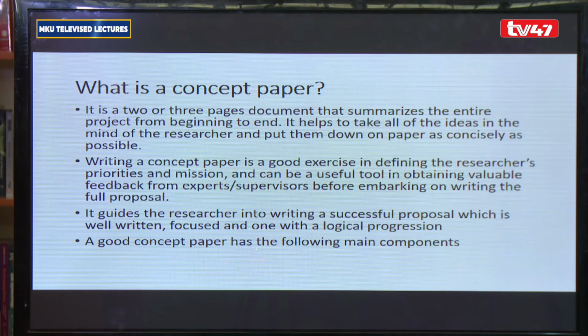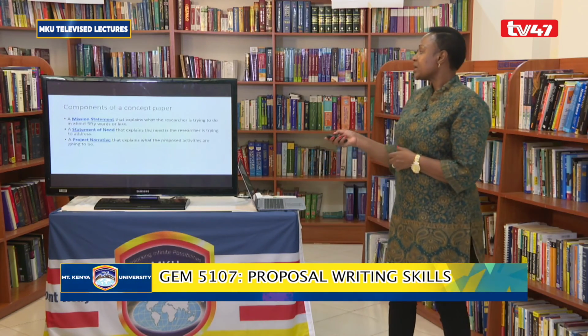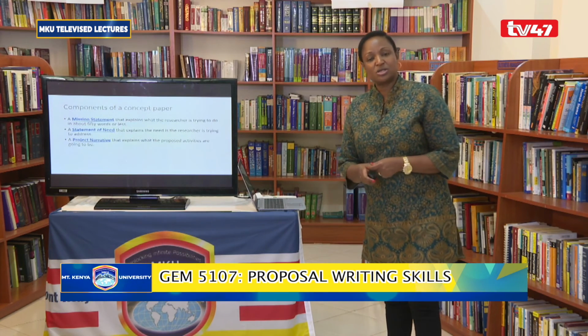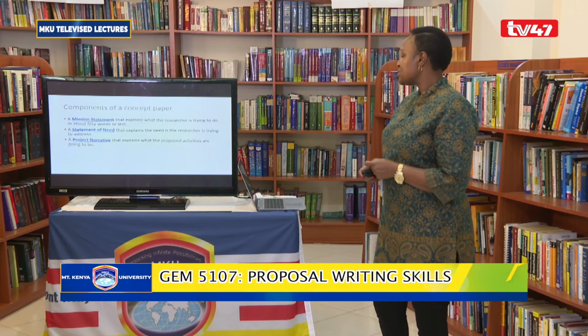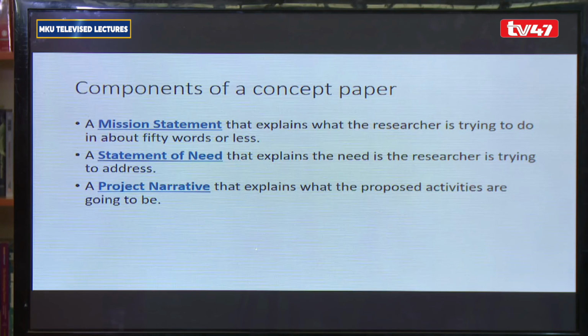So a good concept paper, as we talk about it, has main components. The first main component of any concept paper is the mission statement. What does the mission statement do? It explains what the researcher is trying to do in about 50 words or less. So that means we need you to tell us exactly what you want to do. What is your mission? And therefore this is what happens in a concept paper, the mission statement.